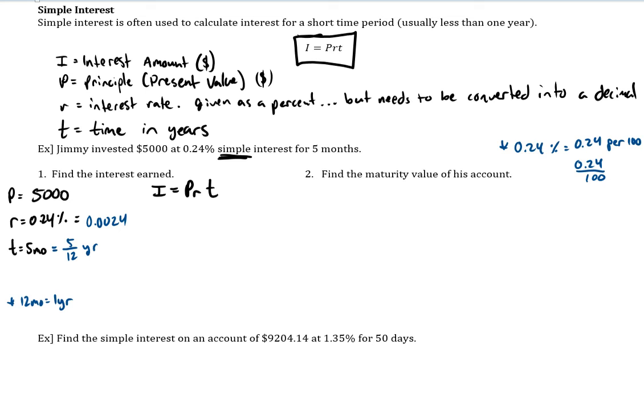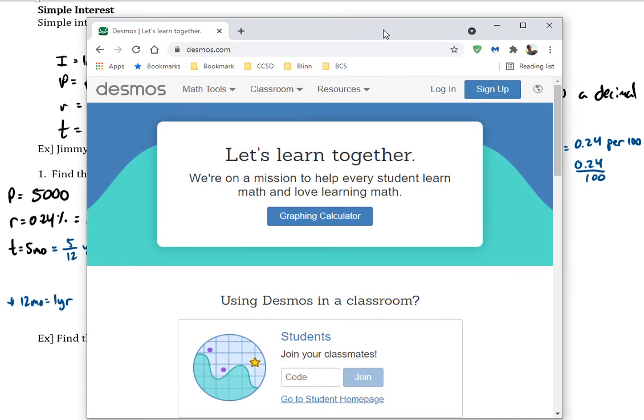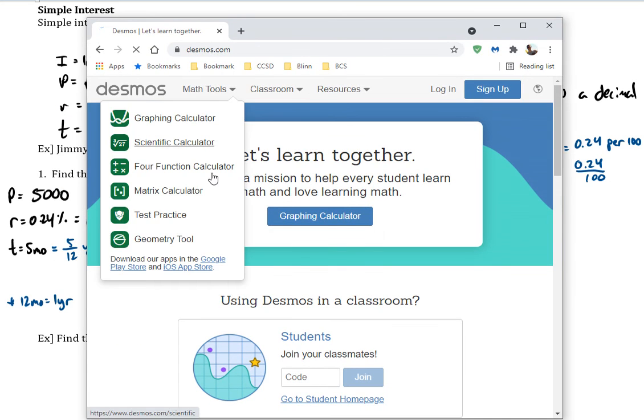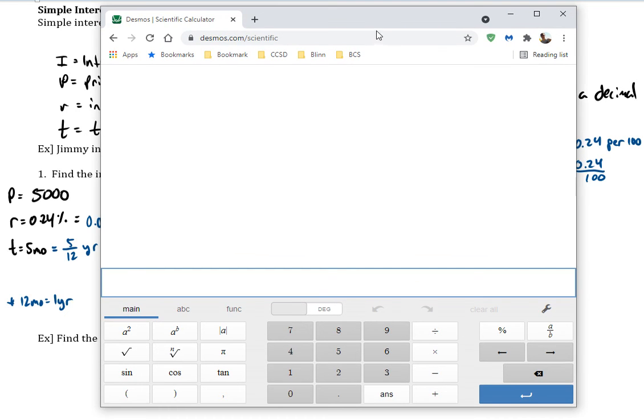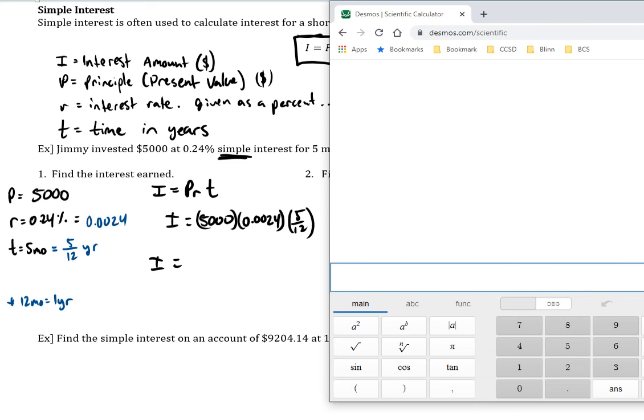Now that we have all of these parts, we'll plug them in. So I equals 5,000, times 0.0024, times 5/12. I use the parentheses to show that we will be multiplying. From there, we'll use our calculator. Since we're online, I'm just going to use Desmos, and I like to use the scientific calculator, which is similar to an 84 or 85 display. So I'm just going to type that in.